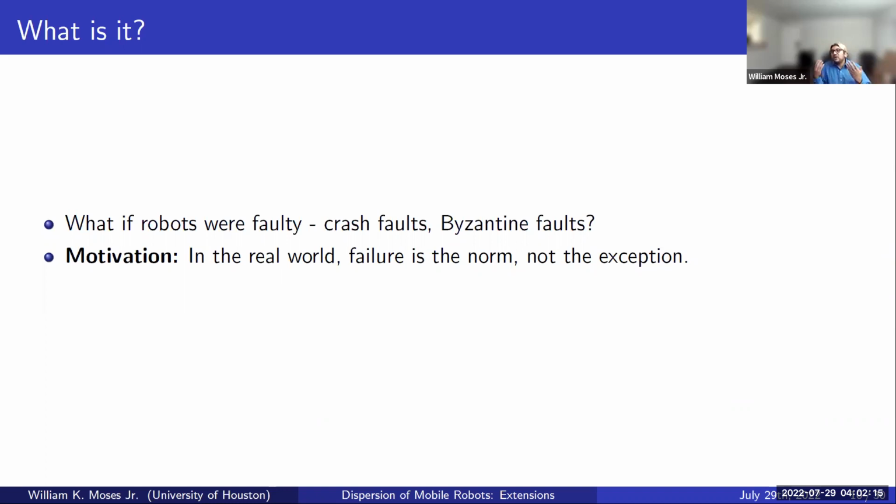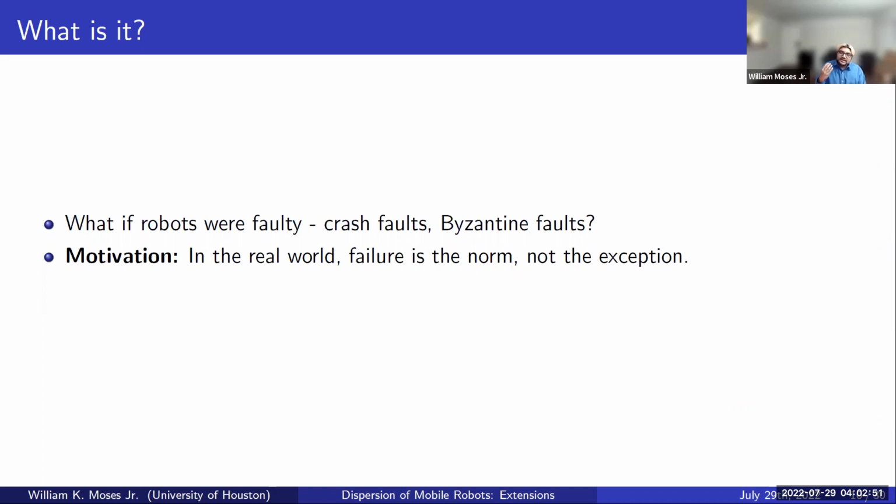And typically the way we model this is we assume that there's some omniscient adversary who controls all of the so-called Byzantine robots and can coordinate them to work in the worst way possible to defeat the algorithm. Because if you're dealing with unexpected faults, why not deal with the worst case situation? And why would we even consider this? The motivation is kind of simple, because in the real world, failure is the norm, not the exception. It's more common to deal with these kinds of faults.